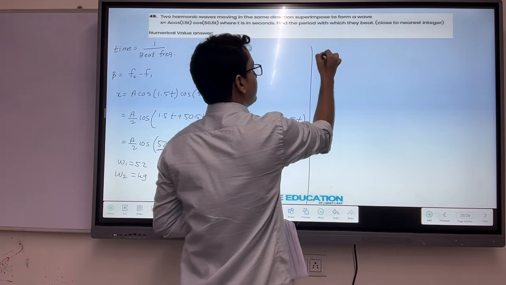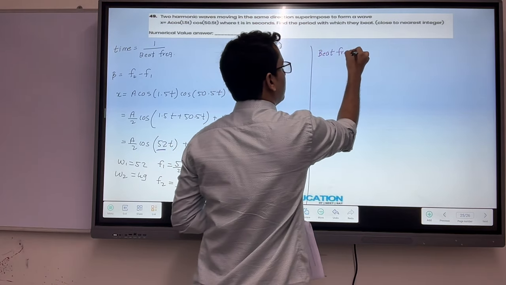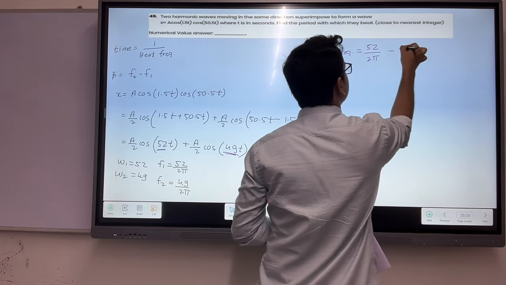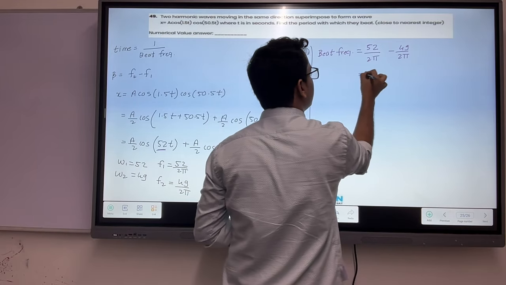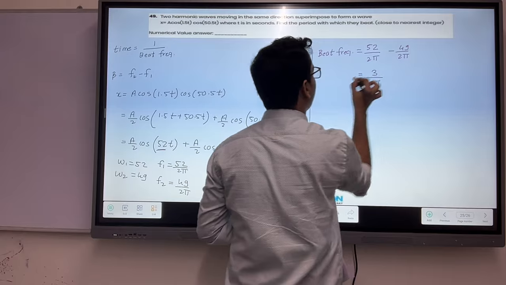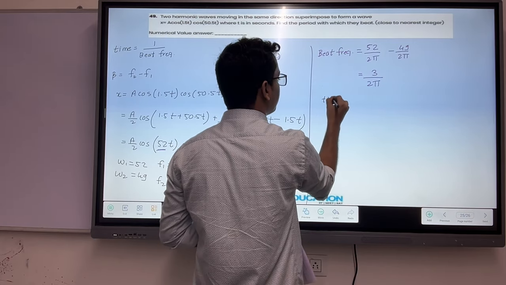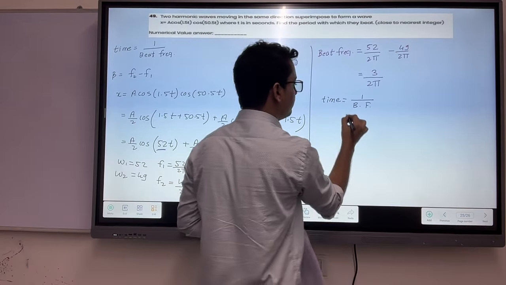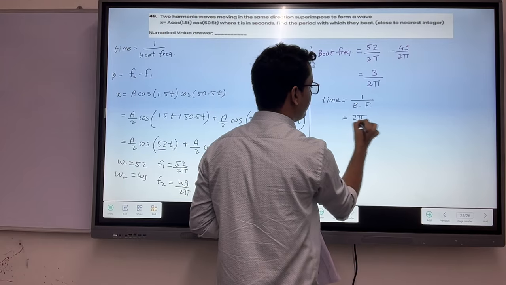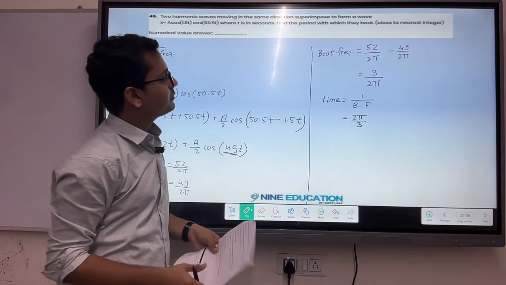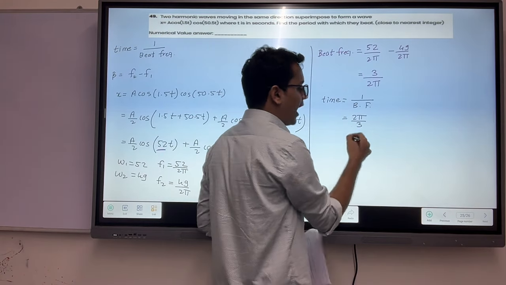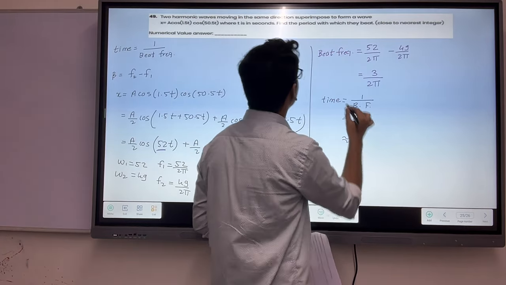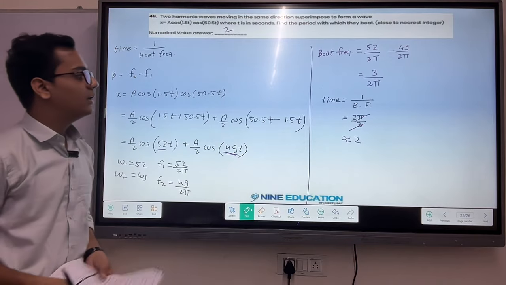So what is the beat frequency? Beat frequency is nothing but 52 divided by 2 pi minus 49 divided by 2 pi, which is nothing but 3 divided by 2 pi. Okay, what is the time? Time is basically 1 divided by beat frequency. So this is nothing but 2 pi divided by 3. Okay. So if you say approximately, I can say pi and 3 cancelled. So the approx answer is 2. Okay. Clear?